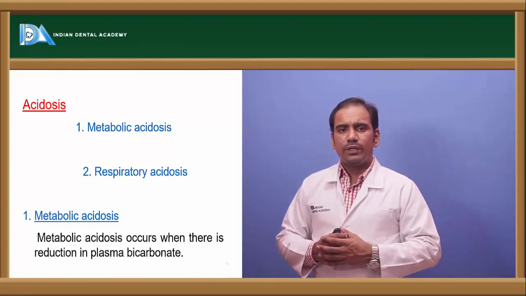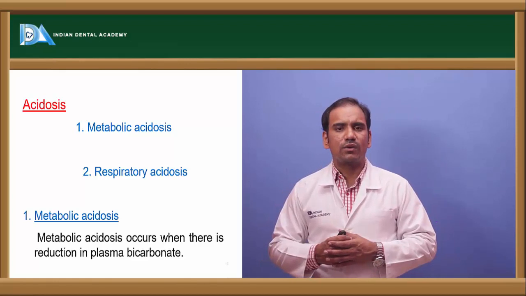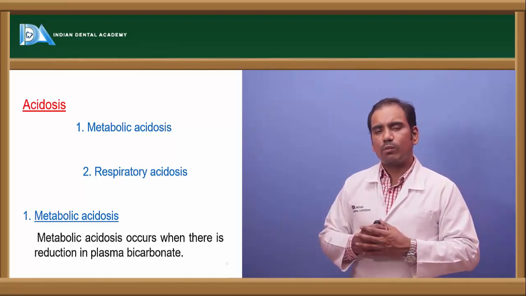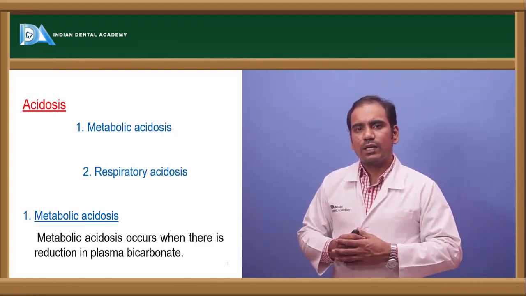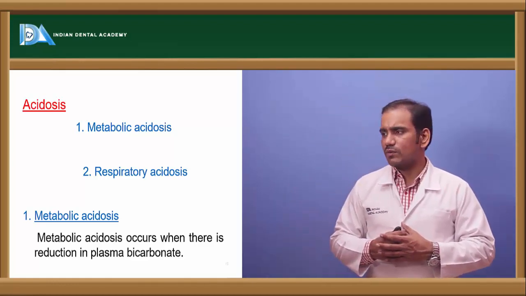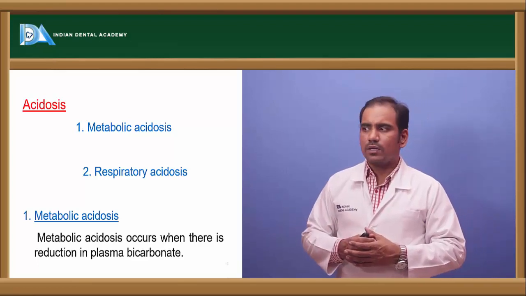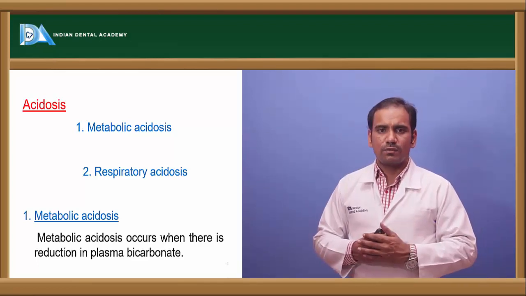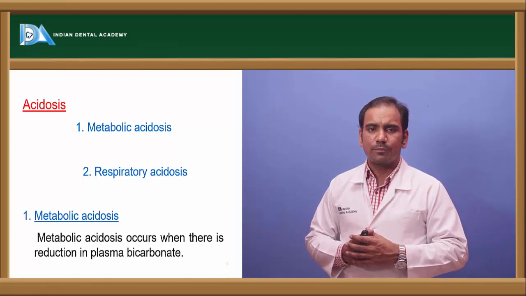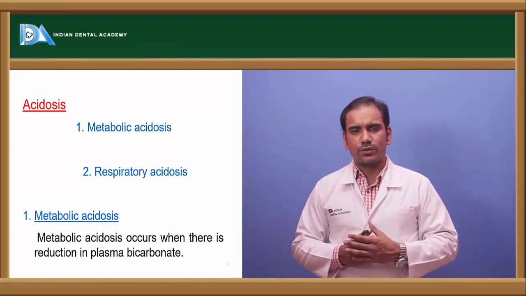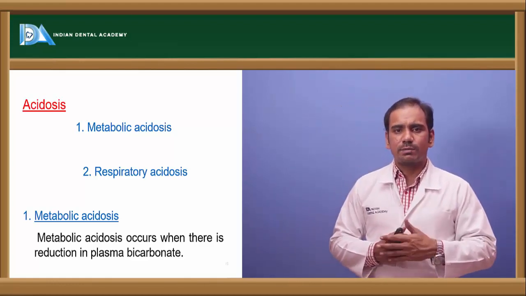Coming to the 7.45 range, when it is above 7.45, it is called alkalosis, and when it is more than 7.6, it leads to death because of neuromuscular hyperexcitability and tetany. Those are the conditions responsible for death in cases of alkalosis. So acidosis and alkalosis depend upon the pH. Coming to acidosis, we have 2 types: metabolic acidosis and respiratory acidosis. In the same way, we have 2 types of alkalosis: metabolic alkalosis and respiratory alkalosis.